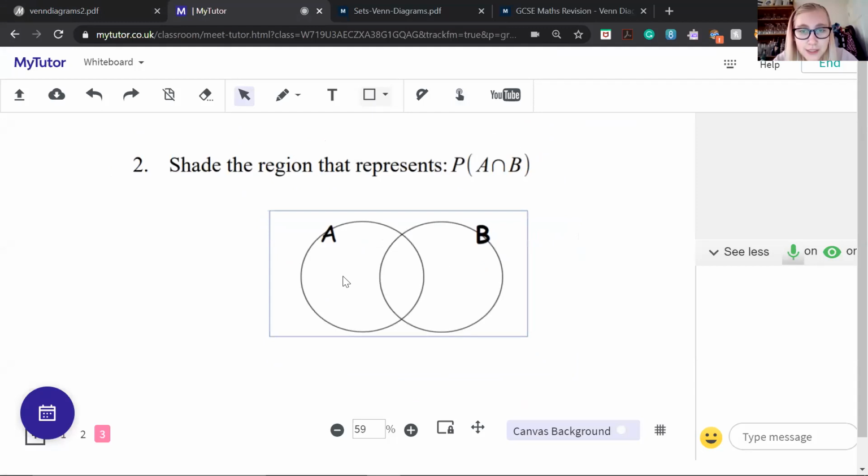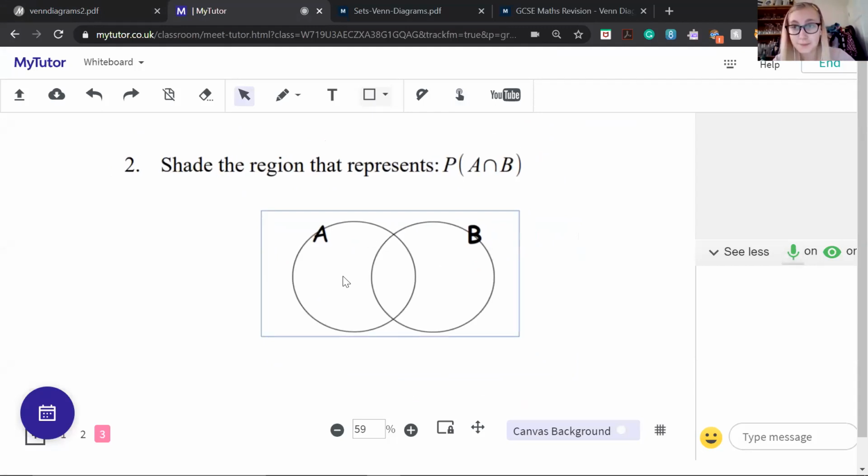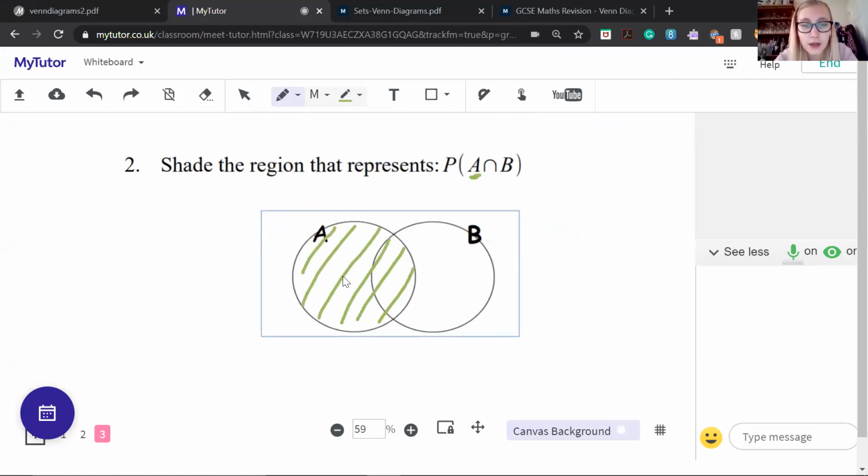So shade the region that represents A intersection B. Now we know what this is, right? We know it's the middle bit. If you're in A and you're in B, you're in the middle bit. Let's think about it in this way, just to prove to you that this works. When are you in A? You're in A when you're in this circle. When are you in B? You're in B when you're in this circle. So when are you in A and B? Well, where you're both green and blue, here in the middle. So that's why that one is the way it is.